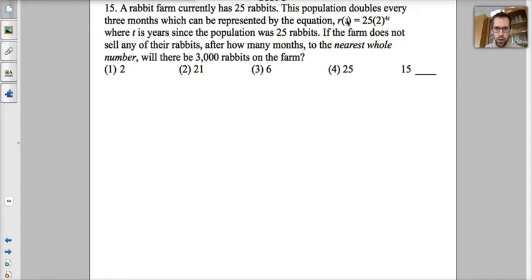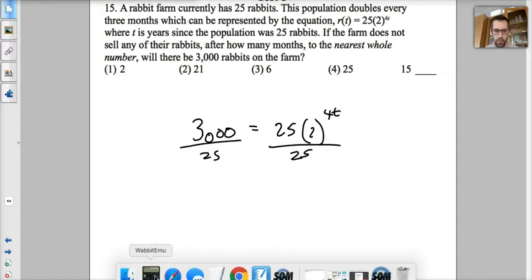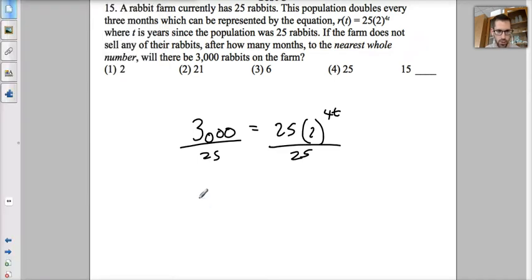So I want to know when r of t, the number of rabbits, is equal to 3,000. So I'm going to set up an equation. I'm going to say that r of t is going to be 3,000, which equals 25 times 2 to the 4t. So to solve this, I'm going to divide both sides by 25. 3,000 divided by 25, let's see, goes in 120 times.